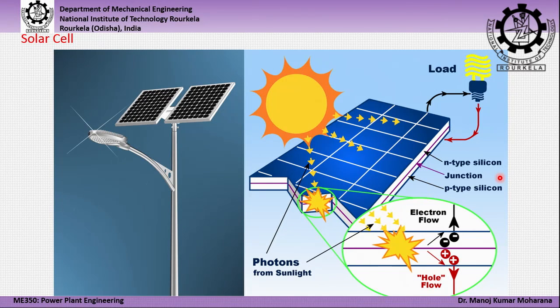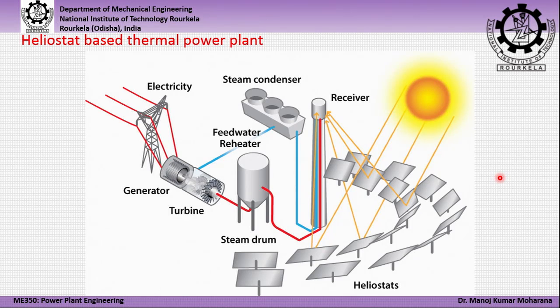But this concept of getting electrical energy is totally different from the way we get electrical energy in a thermal power plant. So, we will not discuss this in detail, but there is another way where we use a concept similar to that of a thermal power plant. Here also we will use solar energy for getting electrical energy based on the same concept, that is called a heliostat based thermal power plant.